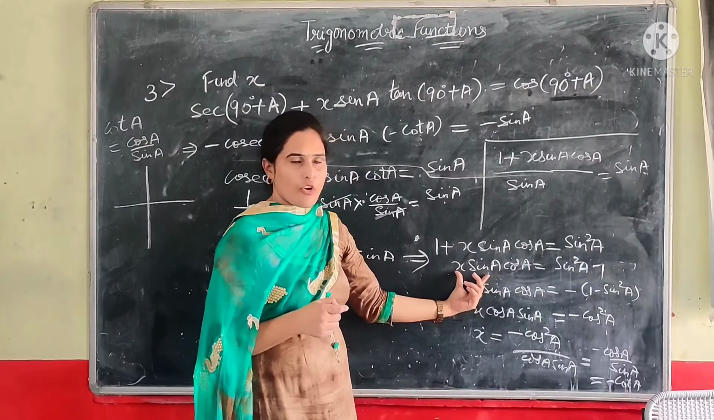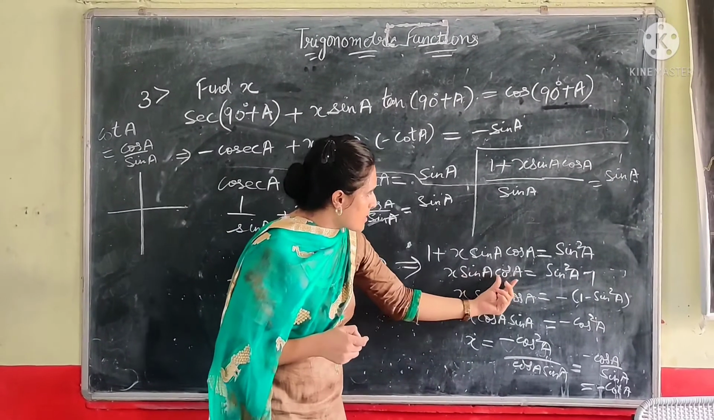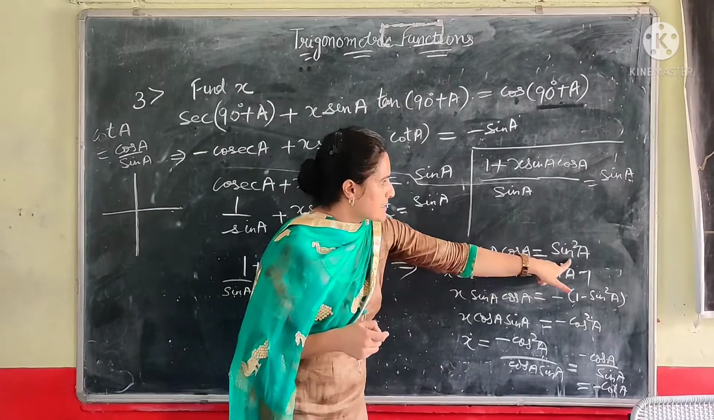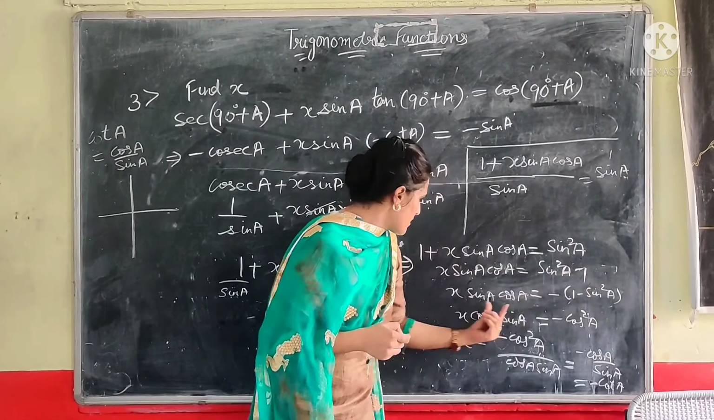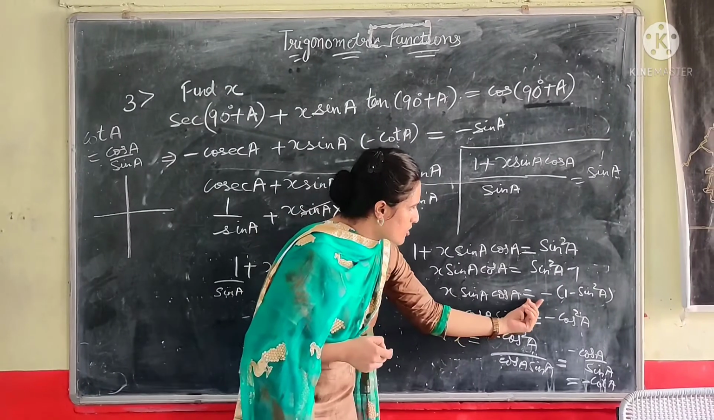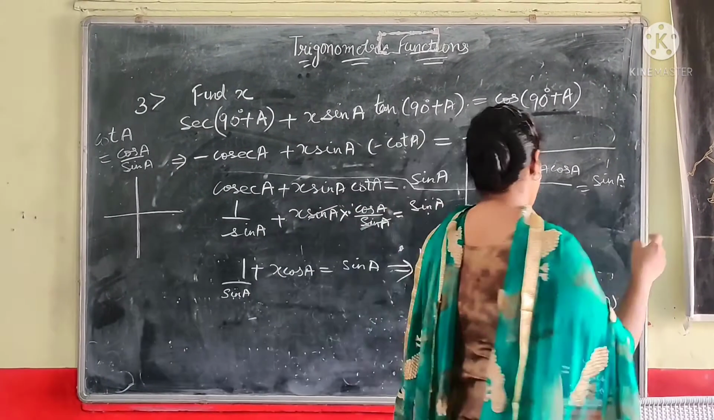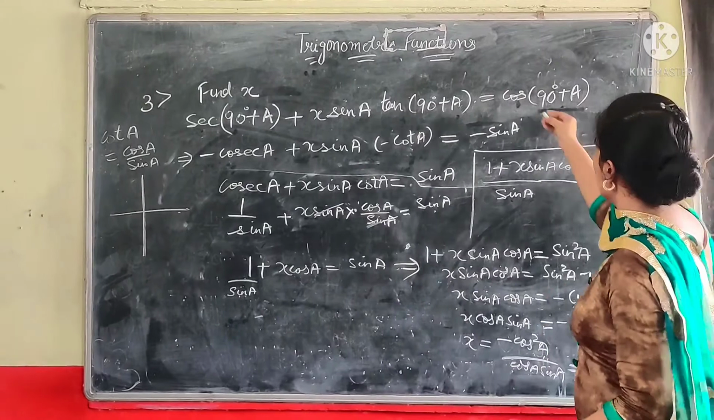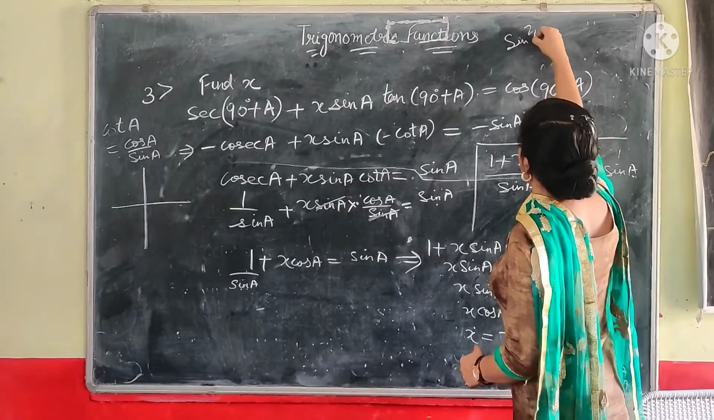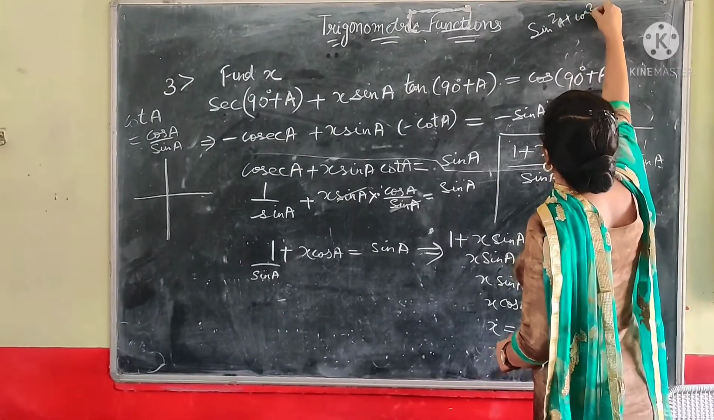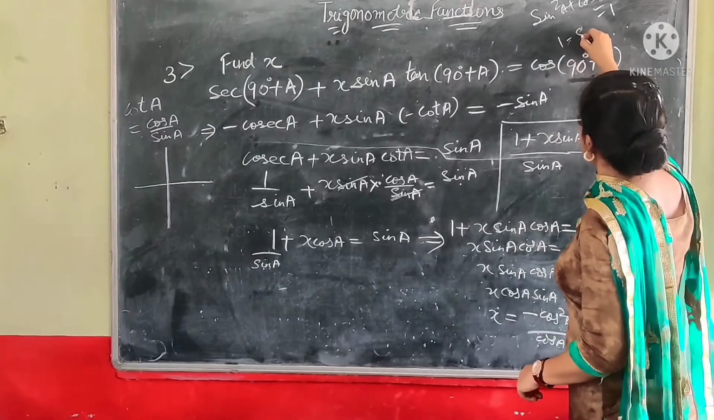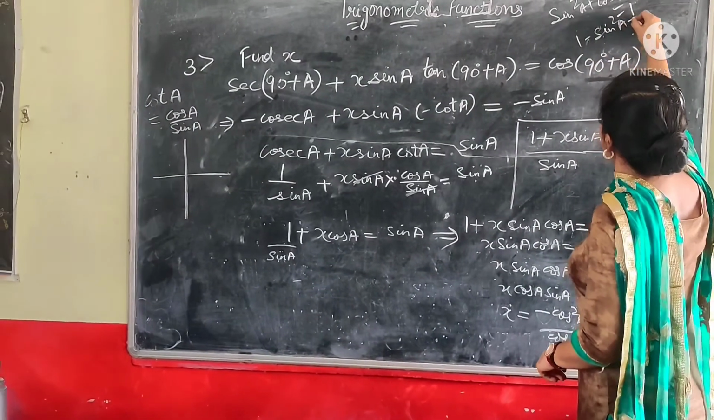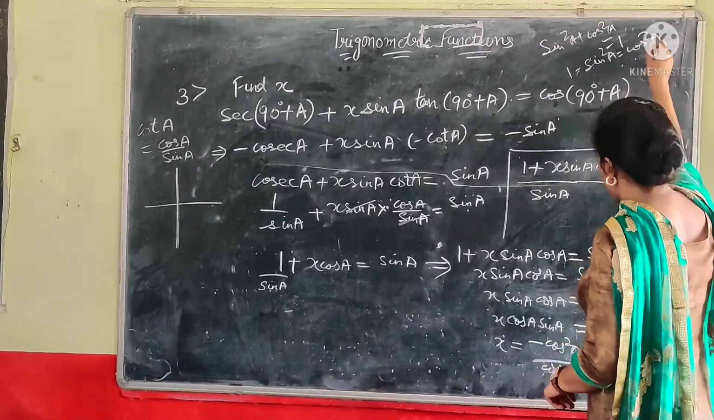Now solving this for x sin a cos a is equal to sin square a and this one is minus 1, x sin a cos a is equal to minus of 1 minus sin square a. Now sin square a plus cos square a is equal to 1. So 1 minus sin square a is equal to cos square a.